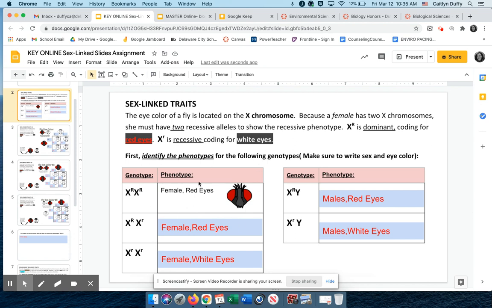Remember how I said the very first thing we should do is fill out a chart like this? This is going to be a great indicator for you, okay? So anytime you see XX, it's a female. Anytime you see XY, it's a male. And that big R is dominant and represents red. So if it's homozygous dominant or heterozygous, that female is going to be red. And if one of those big R's shows up in a male, it's going to have red eyes.